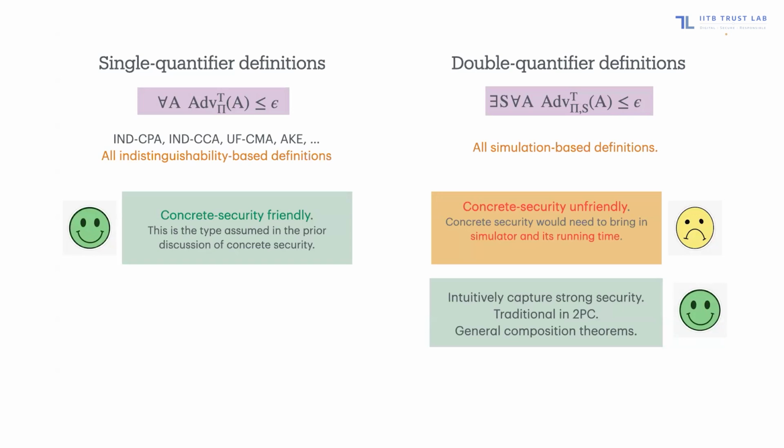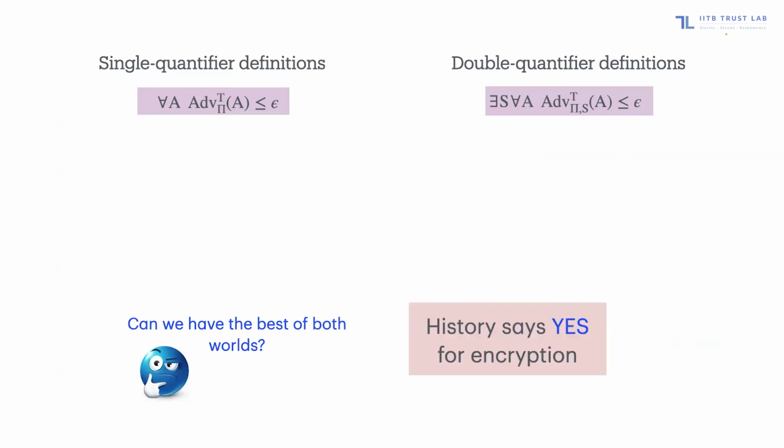However, there are advantages of these definitions as well, specifically that they have been traditionally used in this space, and they provide an intuitively strong security. There are also general composition theorems that we use when using these definitions. So a natural question that arises is whether we can get the best of both worlds. Can we have a definition which is concrete security friendly while providing the same level of security that we get from a simulation-based definition? And in other areas of cryptography, historically, it has been seen that it is the case.